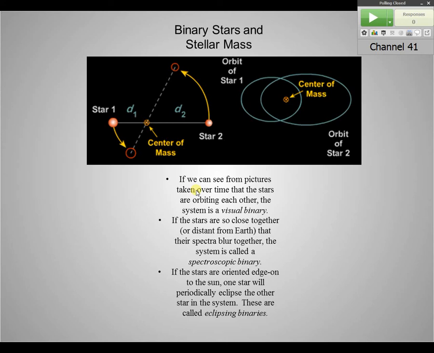Now, if it does happen to be the case that they do separate nicely, and I can tell that there are two separate stars orbiting one another, and I can visually separate them and see that, then I call that a visual binary, right? Because I can visually see that there are two separate stars here orbiting one another.